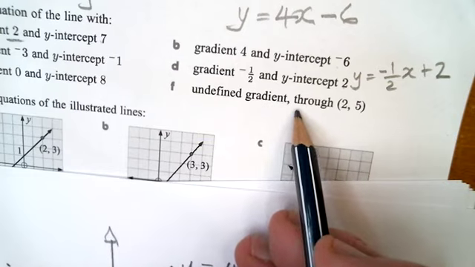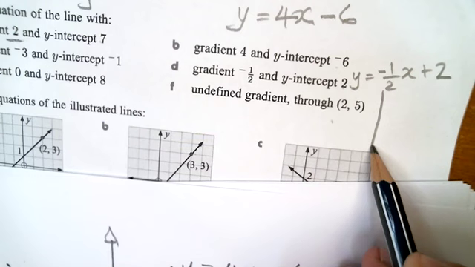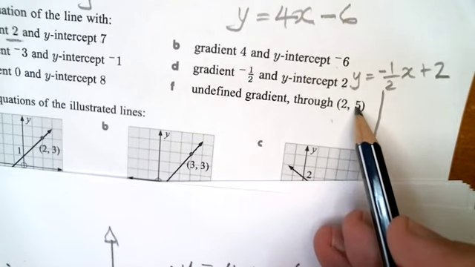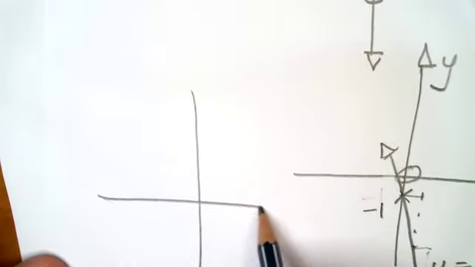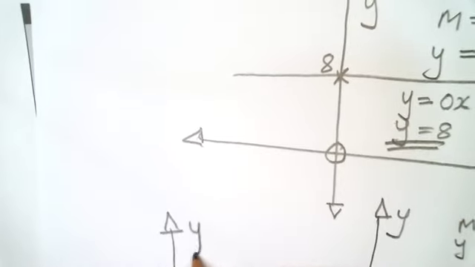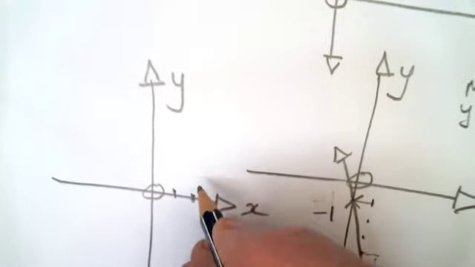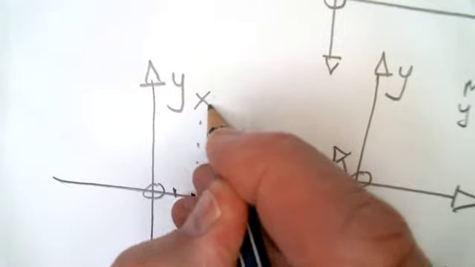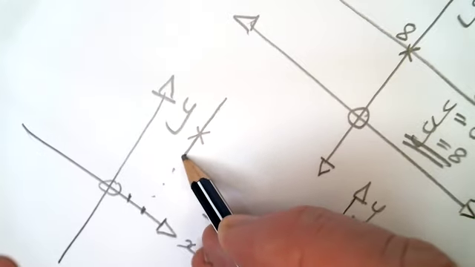Undefined gradient. Ooh, I like that. Through 2, 5. Well, if it's undefined, it must be a vertical line, yeah? And it's going through 2 along, 5 up. So we'll just draw that now. Here's my graph. There's my x going through 0. There's my y. It's going 2 along, 1, 2, and 5 up: 1, 2, 3, 4, 5. It's going through that point there. But it's vertical. It's going through that point there, and it's vertical, it's undefined.